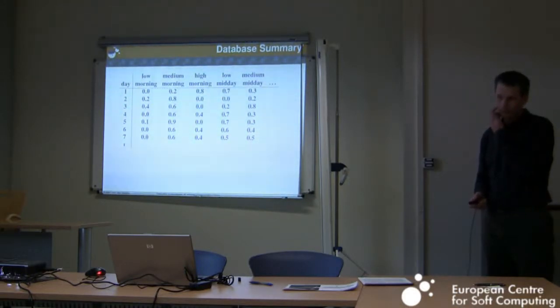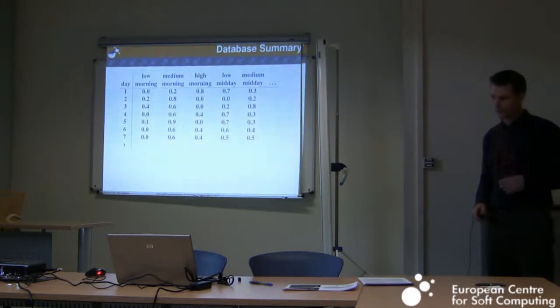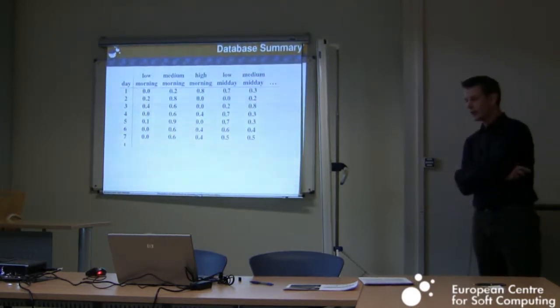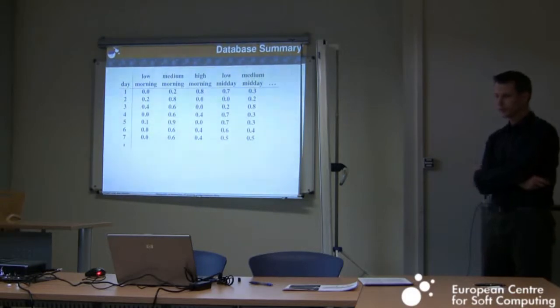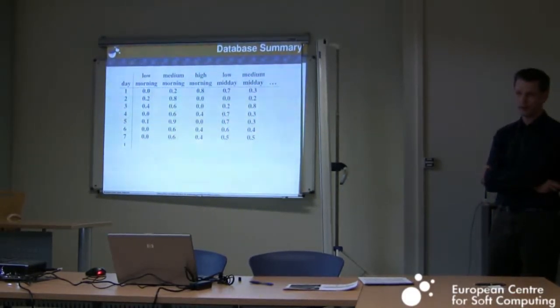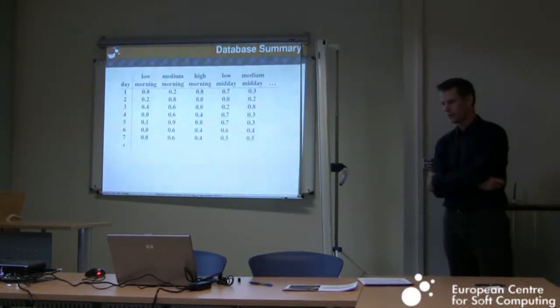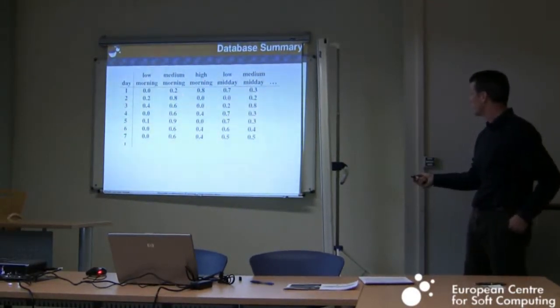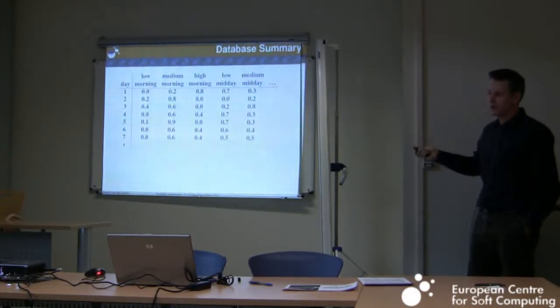Well, you can also represent all these sentences in a matrix or table like this. And for day 1 you have all of these sentences, 30 plus 15, 45 sentences. And all of these sentences have a membership value attached to them. So the consumption is medium in the morning, is 0.2 for this day. And you can summarize this all in this table.